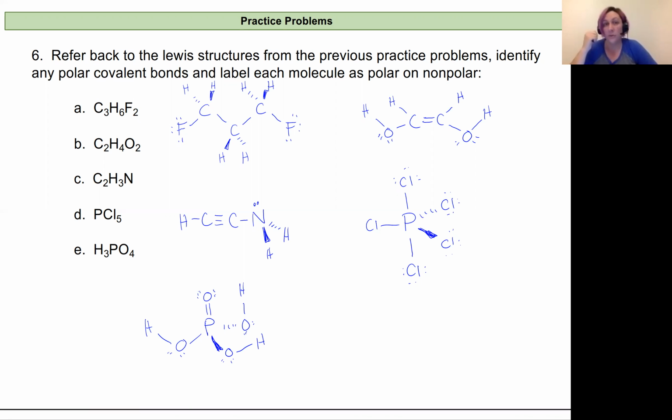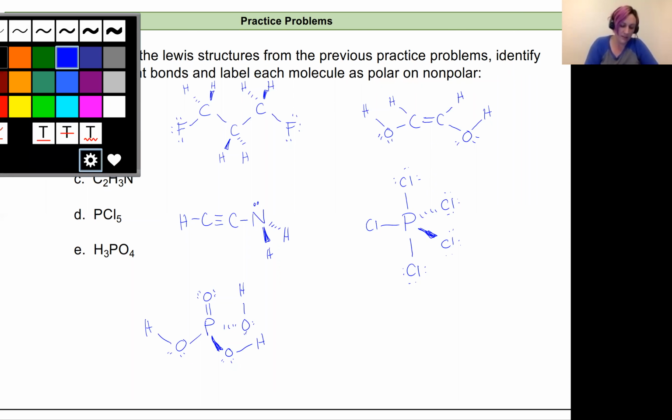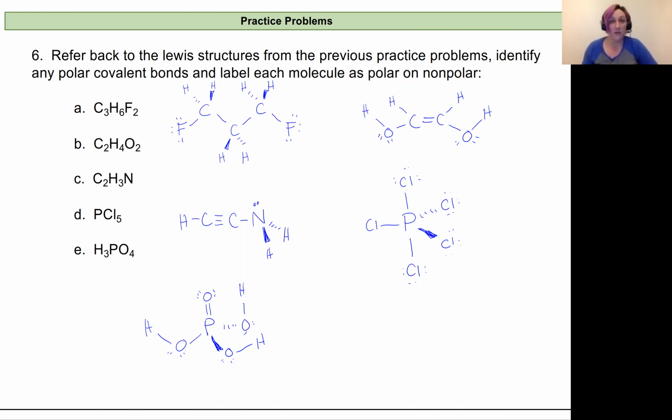So I'm going to go through, and I've already copied the structures onto this one. And I'm going to identify the polar bonds and then take the vector sum to decide if it's a polar or nonpolar molecule. So let's start with identifying our polar bonds in our first one, A. So carbon and hydrogen are always nonpolar. They have an electronegativity difference of 0.4. Carbon-carbon has an electronegativity difference of 0. So I'm going to put that over here.